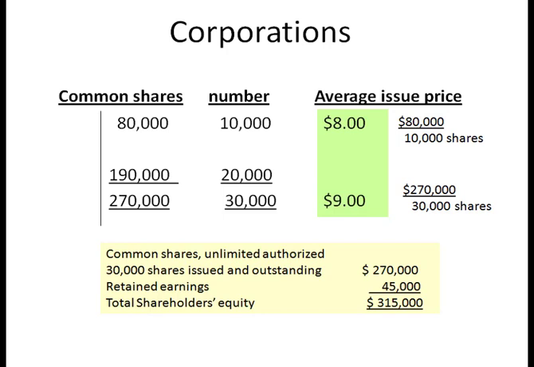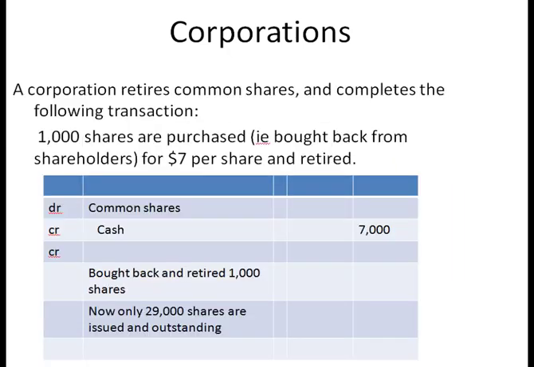$270,000, and divide that by the total number of shares issued, 30,000 shares. So $270,000 divided by 30,000 shares means that as of that date, our average issue price is $9 per share, and we'll use that information to record retirement. We'll take a look at an example of a retirement entry next.